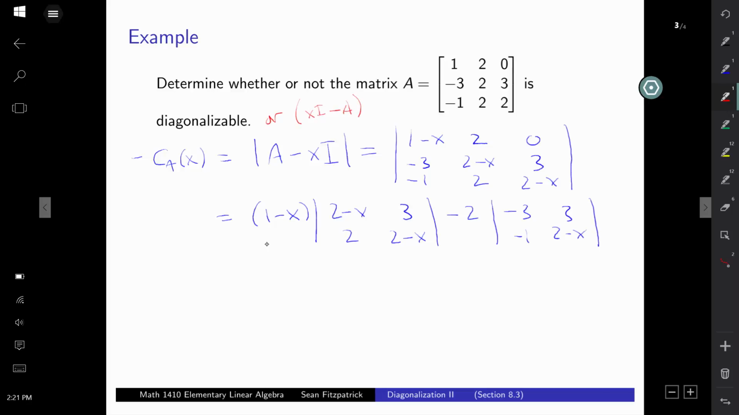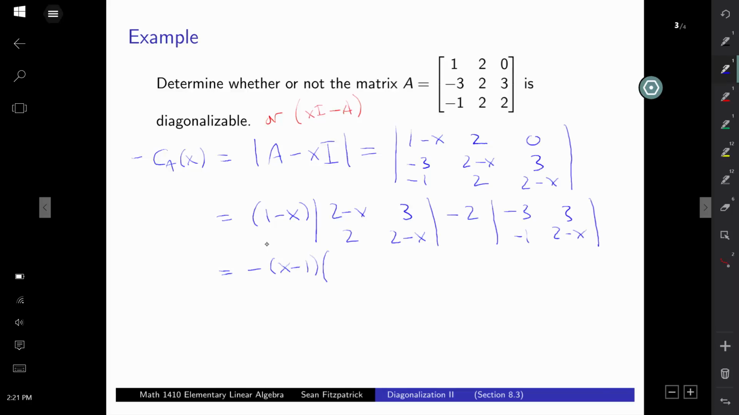The advantage of doing it this way is you don't have to worry about flipping signs on the entries of A. The disadvantage is that you're dealing with all these minus x's everywhere, and so the algebra at this stage is a little bit, well, it's not that much worse, but you have to think a little bit harder. Let me pull that minus sign out.